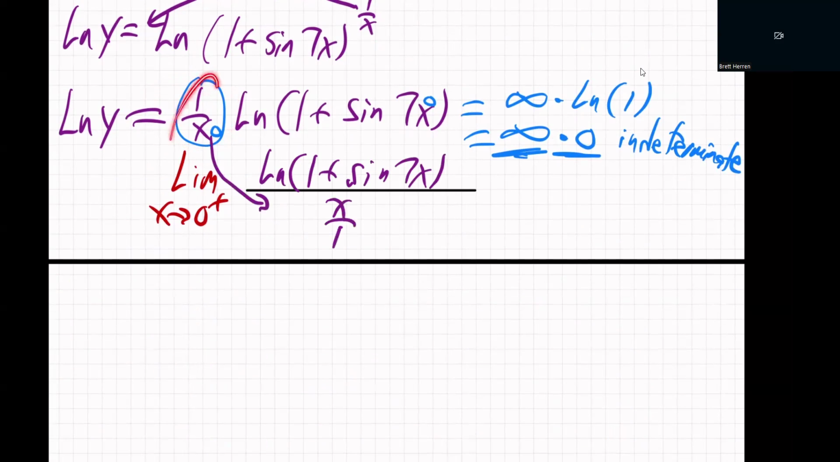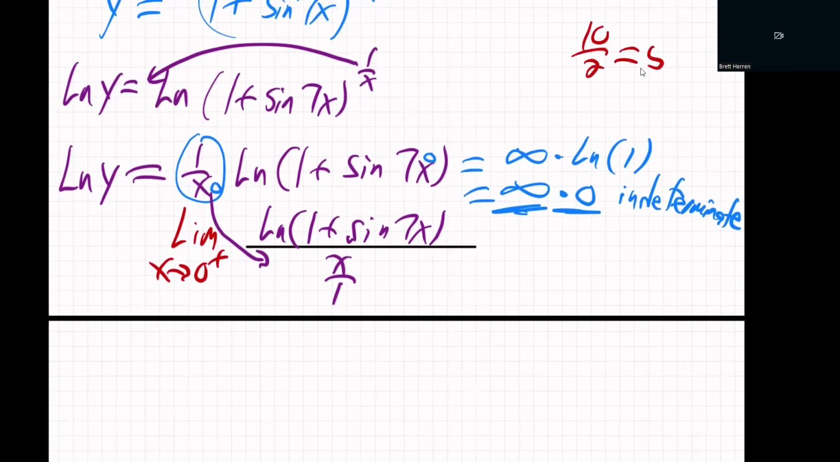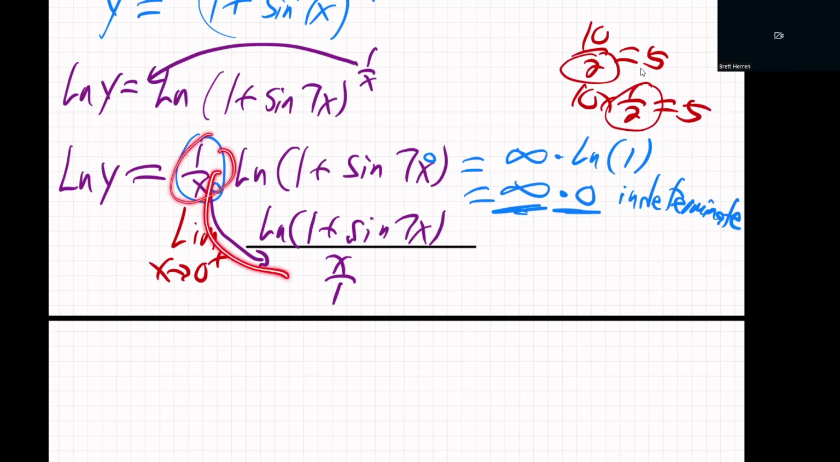So remember, whenever you flip something to the bottom, it goes upside down because dividing is upside down multiplying. You know that, right? I've shown it a few times. Take 10 divided by 2. We all know it's 5. That's the same thing as 10 times a half, still 5. Multiplying by the upside down is the same thing as dividing. So when you're multiplying by 1 over x, or dividing by x over 1, it's the same thing.